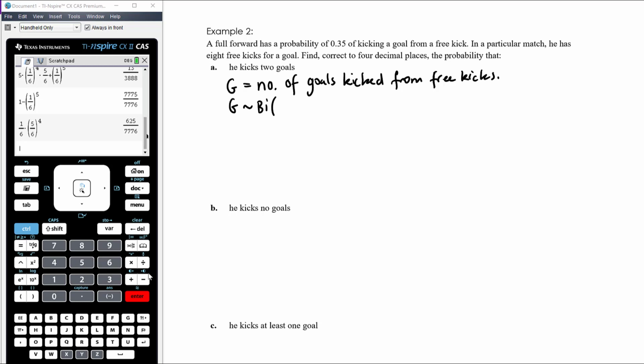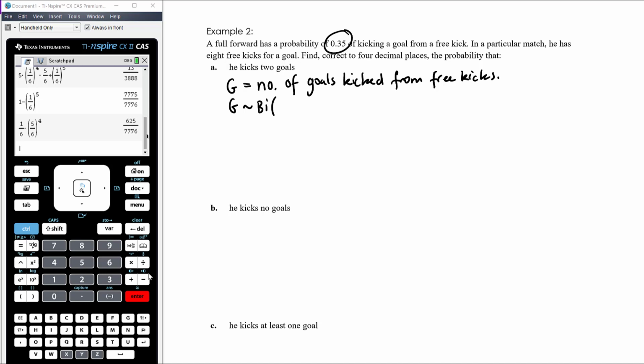Each trial is taking a free kick at goal, and he can either kick the goal or not kick the goal. There's the 2 trials. The second condition is that the probability of success has to be the same at every attempt. This is a simplified version of real life, because realistically he's not going to have exactly the same probability at every kick. He'll be in different positions, he'll be more tired from having run faster or further, or whatever it might be. But for this problem, this full forward has a probability of 0.35 of kicking a goal from a free kick, so we're assuming that is the same probability every time.